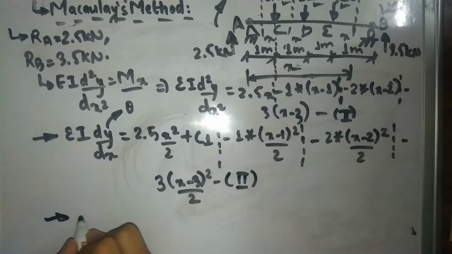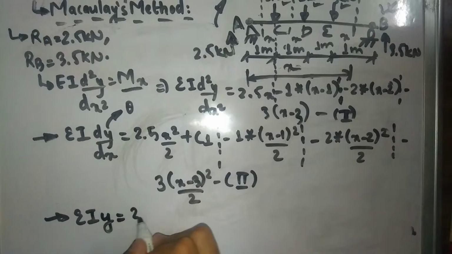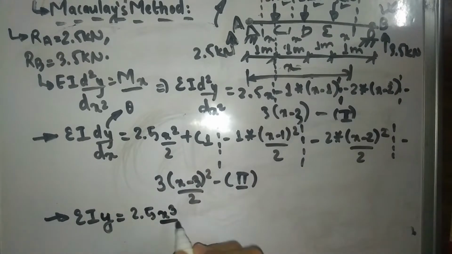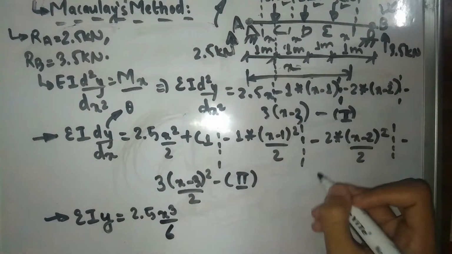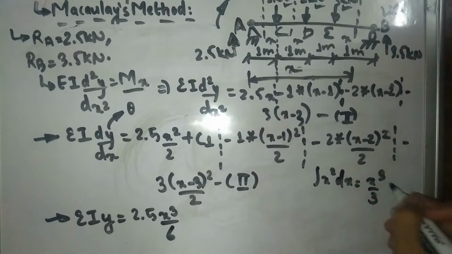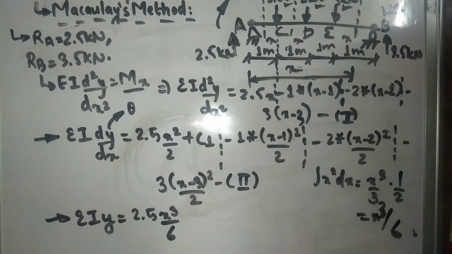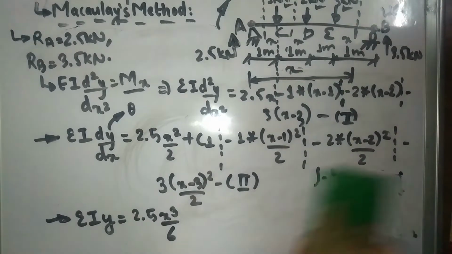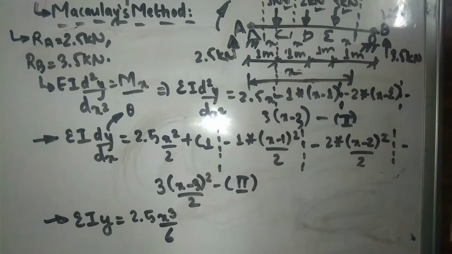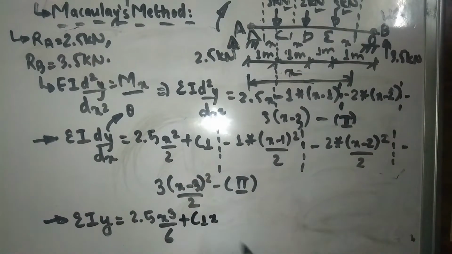Next, for the final equation, I'm going to integrate equation 2 one more time. Then EI dy by dx becomes EI y, which is equal to 2.5 x cube divided by 2 threes are 6. Integration of x square dx is simply x cube by 3, and I already have 1 by 2 in the denominator, so it's going to be x cube by 6. Then plus c1, and integration of c1 becomes c1 x. Since I'm integrating a second time, I get another constant c2.